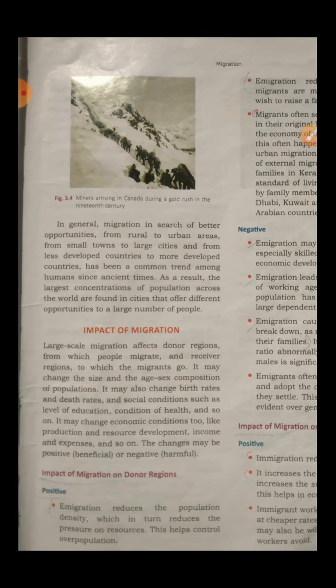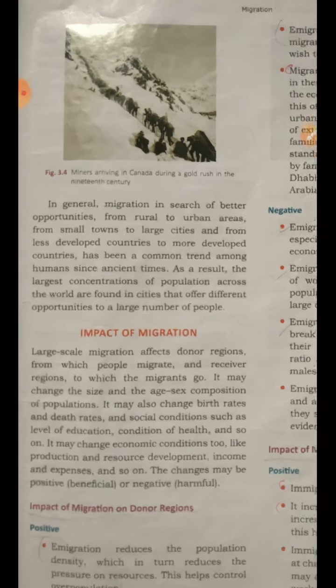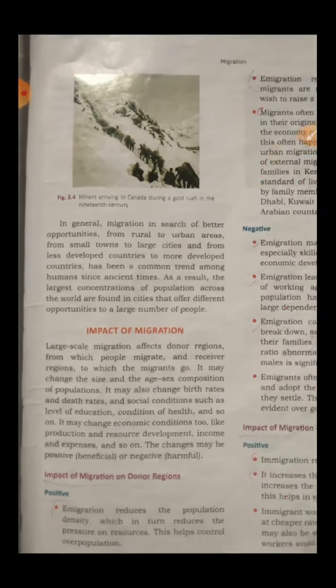Impact of migration. Impact means what are the results when migration took place, what happened, what are the effects. Large scale migration affects the donor region from which people migrate and the receiver region to which the migrants go. It may change the size and the age-sex composition of the population. It may also change the birth rate and the death rate, and social conditions such as level of education, condition of health, and so on. It may change economic conditions too, like production and resources, economic development, income and expenses, and so on. The changes may be positive, that is beneficial, or negative and harmful. Let us see what these impacts are.